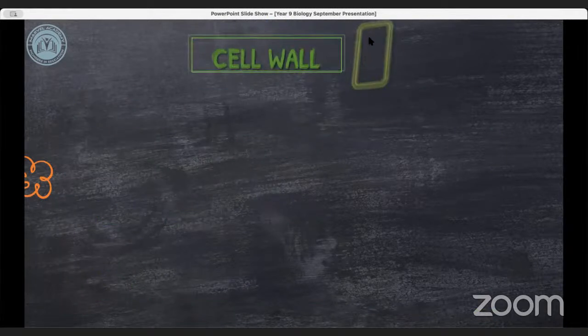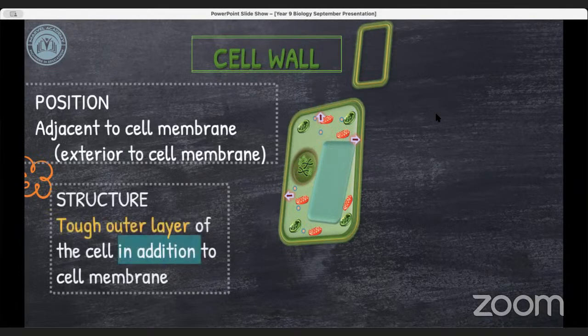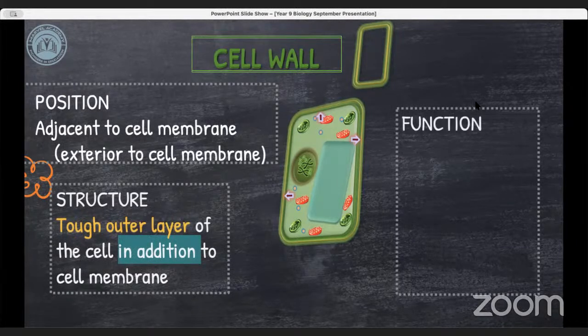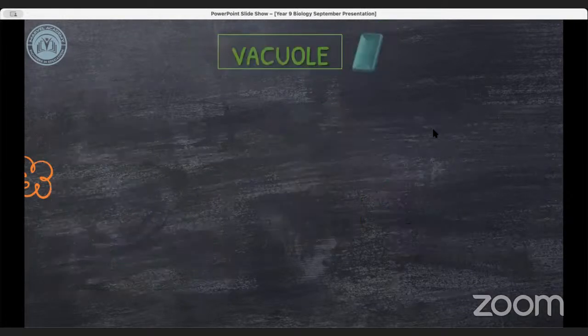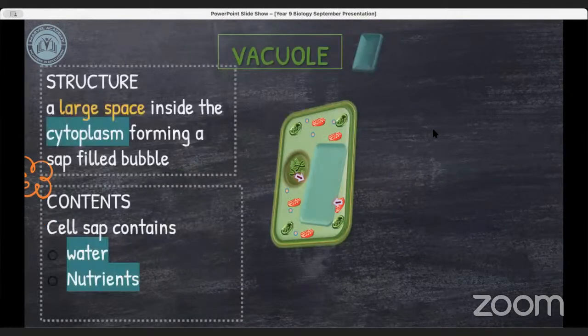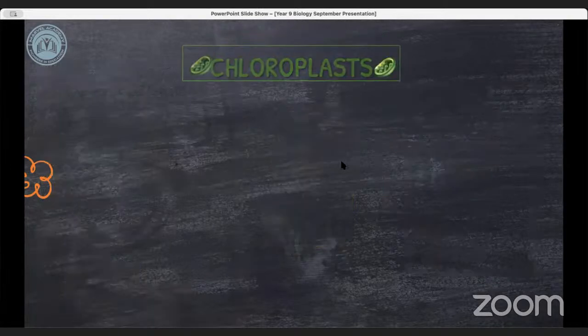So I told you about the cell wall. It is exterior to the cell. It's a rigid structure that maintains the shape of the plant, and also it is a tough layer. Regarding permeability, we can't speak about permeability there. It's just a rigid structure, basically providing strength, protection, and support to the plant. And then, children, we spoke about the vacuole. The vacuole contains cell sap, which contains water, nutrients and other molecules.